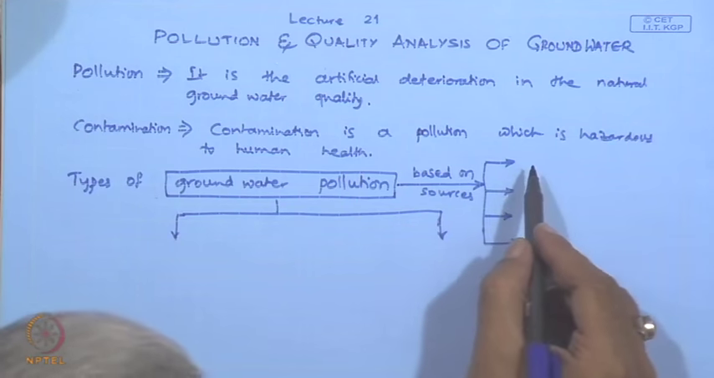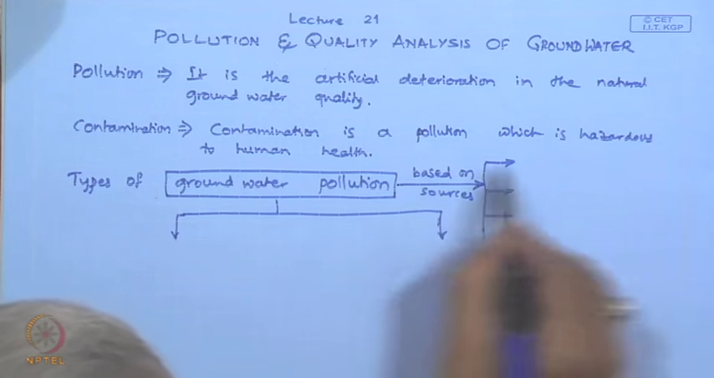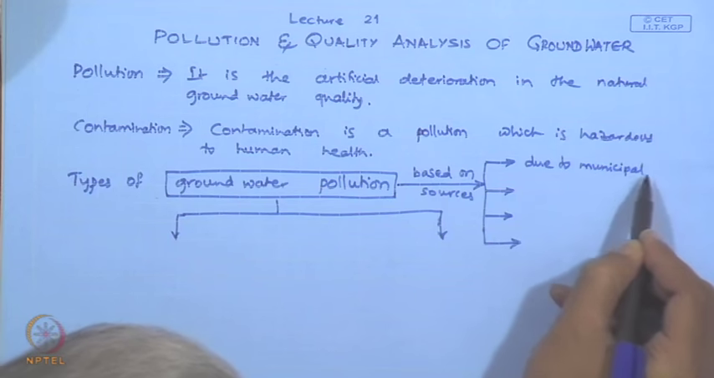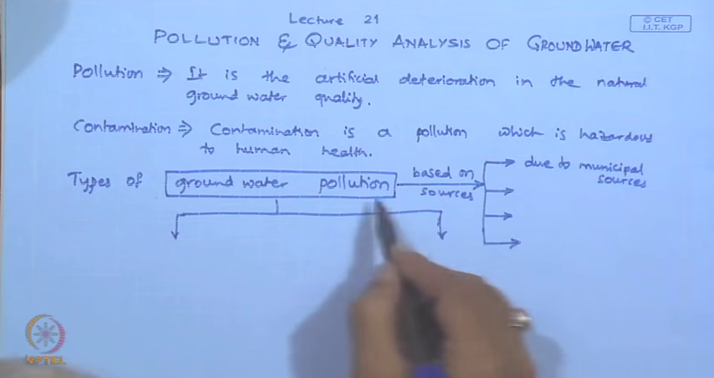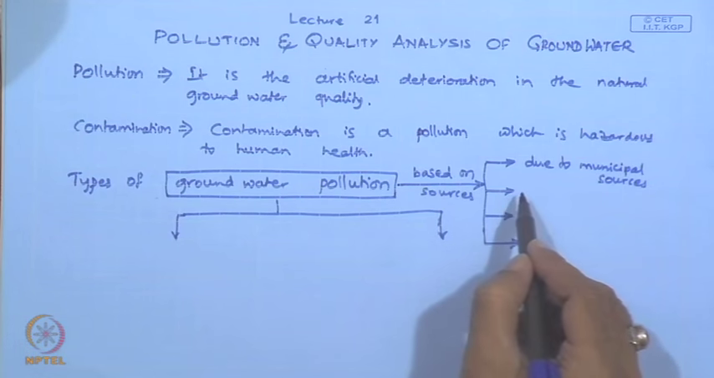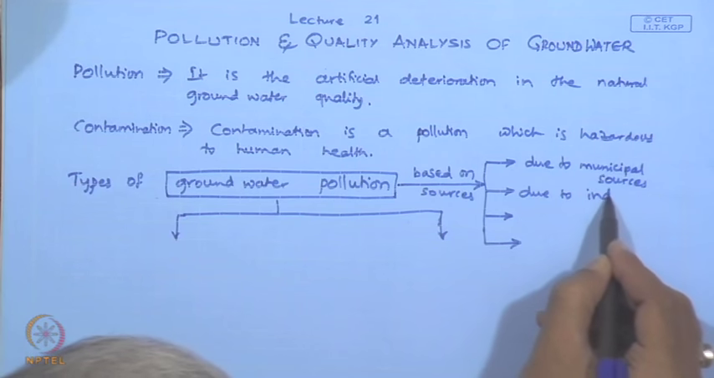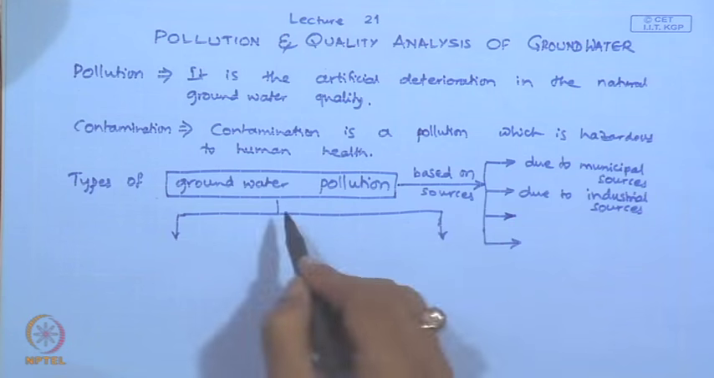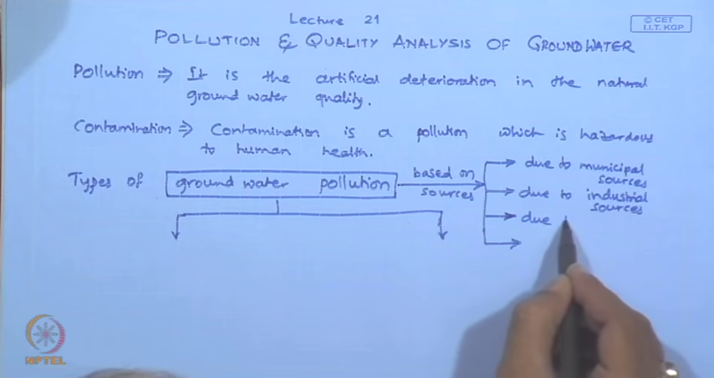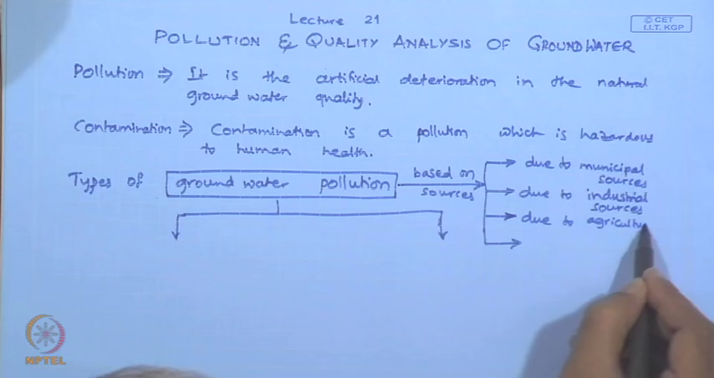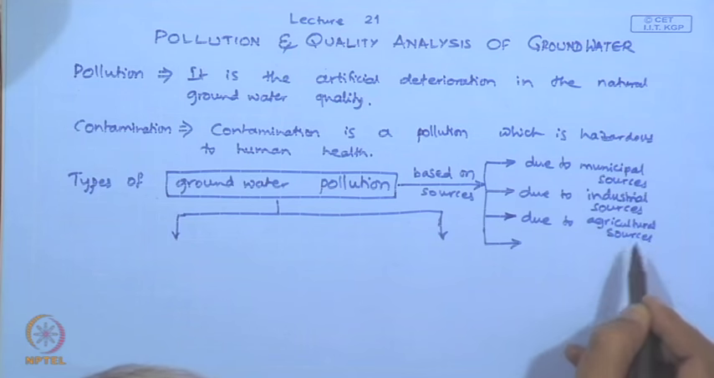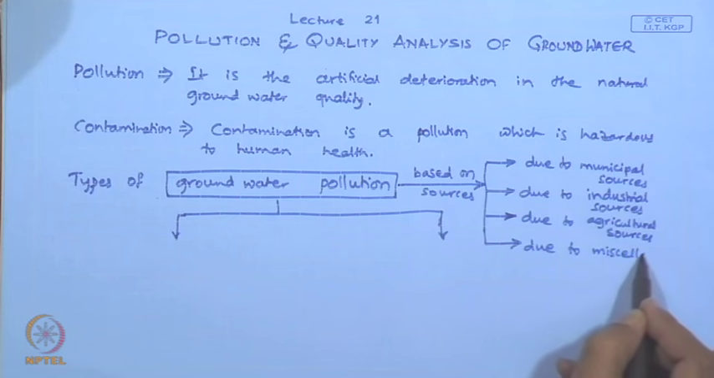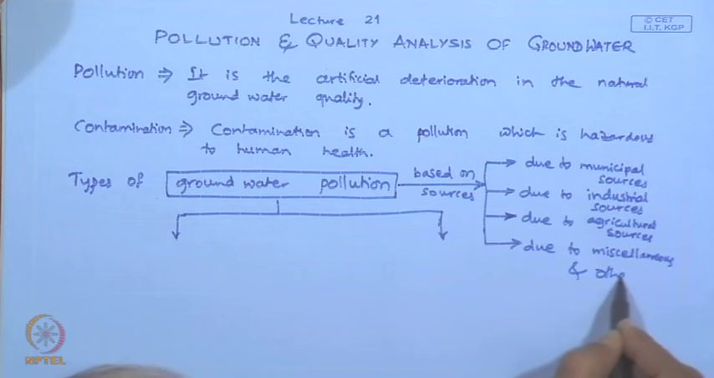we can classify into groundwater pollution due to municipal sources, followed by groundwater pollution due to industrial sources. Then the next category is groundwater pollution due to agricultural sources, and then lastly groundwater pollution due to miscellaneous and other sources.